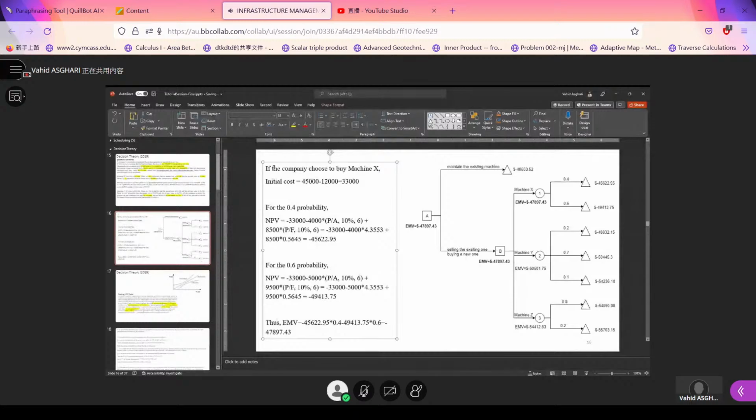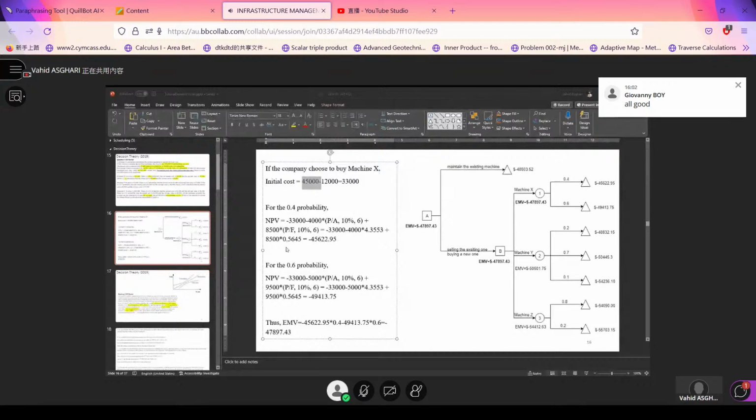If the company chooses to buy machine X, the initial cost will be 45K. Oh, yeah. Can you hear me now? It says that my connection is poor now. I don't know what's wrong with my internet.